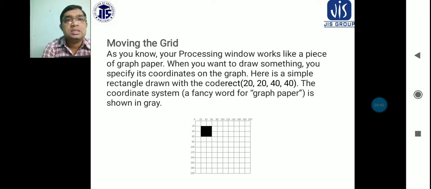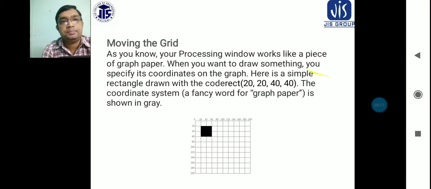Here is a simple rectangle drawn with the coordinates 20, 20 and also 40, 40, according to your simple graph paper. The coordinate system, a fancy word for graph paper, is shown in gray. You can see this gray is your window, and this grid will also move, as shown here.